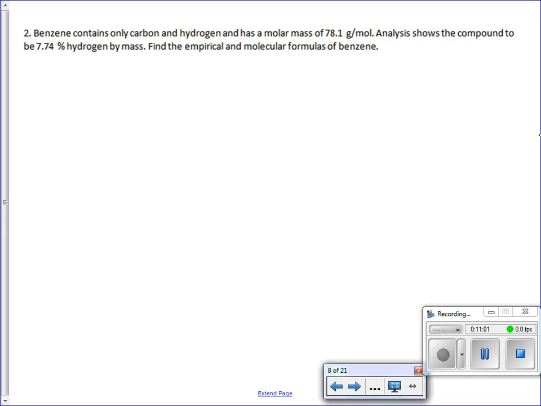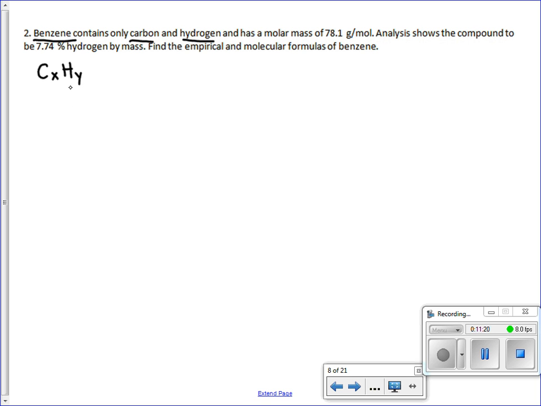Okay, next we get to an empirical formula and molecular formula problem. We have benzene, which is a very common organic compound, and it tells us that it contains only carbon and hydrogen. So we know at this point that the formula is CxHy.